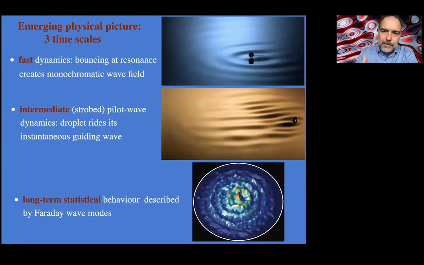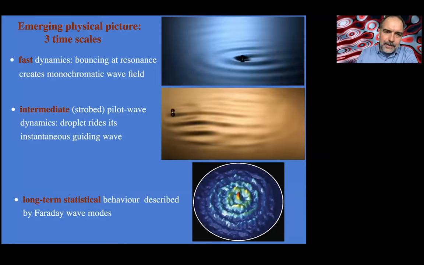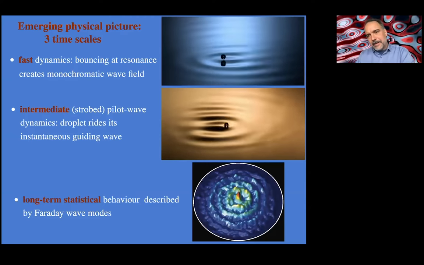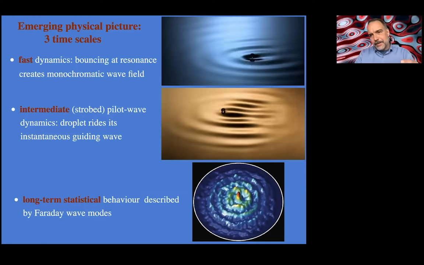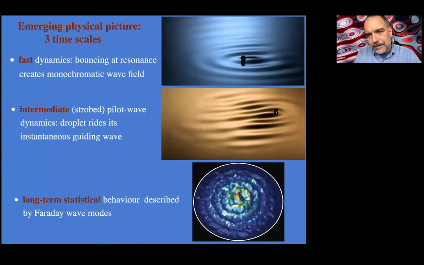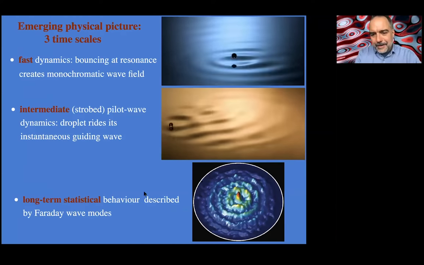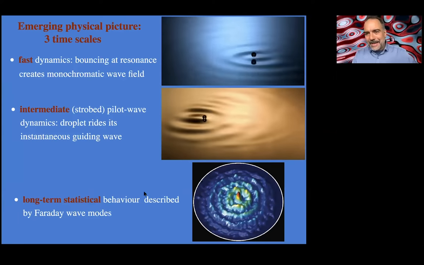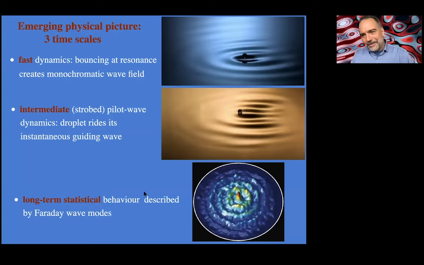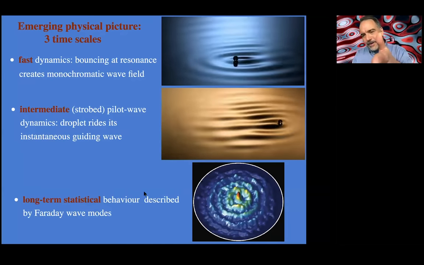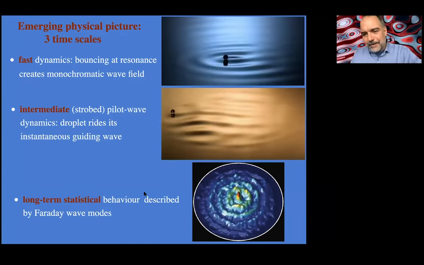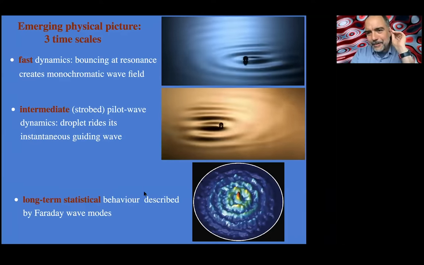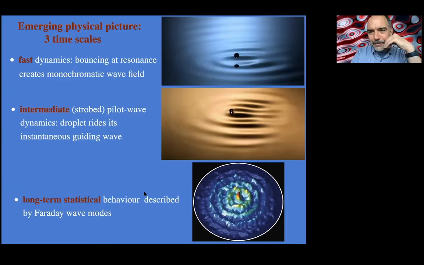Okay, and the emerging physical picture, you have three timescales. You have the timescale of wave generation, which is a bouncing timescale. Then you have this intermediate translation time. Then you have the timescale of statistical convergence, so the amount of time it takes to get to this pattern you see bottom right. And what's remarkable, given the difference in scales between this system and the quantum system, is that we are actually able to get all three of these timescales in the lab. So the timescale for statistical convergence is around an hour. Of course it could have been a month, it could have been a decade, and we never would have seen it.